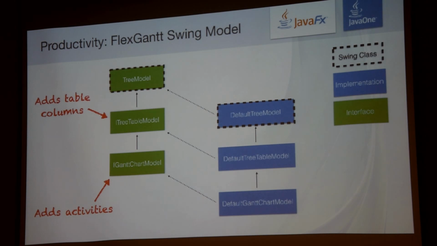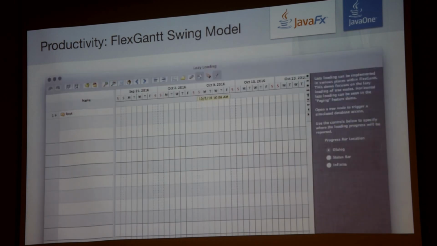All right, so in FlexGantt, this then looked like this. On the left-hand side, in green, you see the interfaces. The Gantt chart model inherited from an ITreeTableModel, which was also part of FlexGantt. And this inherited from the tree model, which was part of Swing. Then you needed default implementations. There was a default Gantt chart model, inheriting from default tree table model, inheriting from default tree model. So a lot of code, a lot of classes, a lot of interfaces.